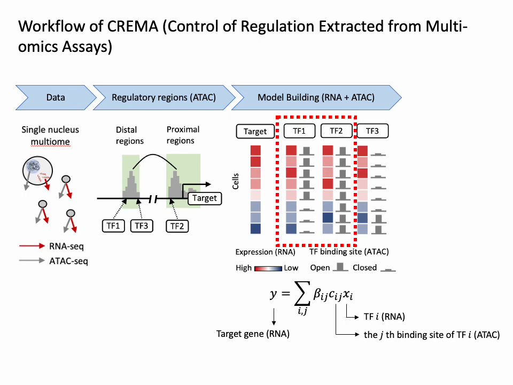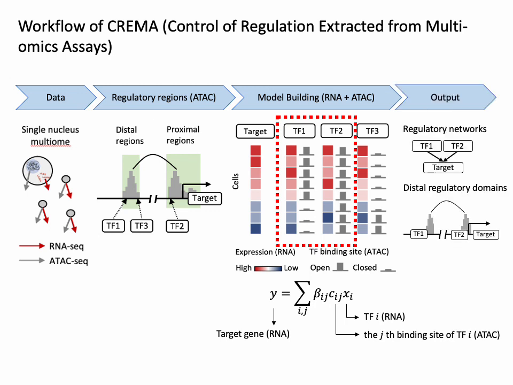In this schematic example, although TF3 co-expresses with the target gene on the RNA level, the binding site of TF3 is not open in cells that highly express the target gene, so we don't include TF3 as a regulator for the target gene. The output from the framework includes regulatory networks connecting TFs to targets, as well as the regulatory domains or regions where these TFs are acting on, including distal regulatory regions.